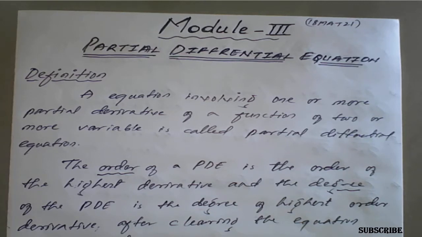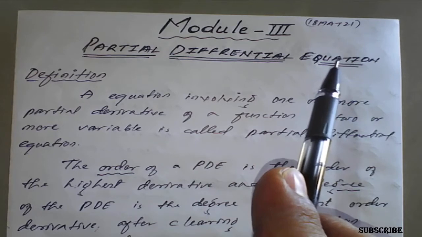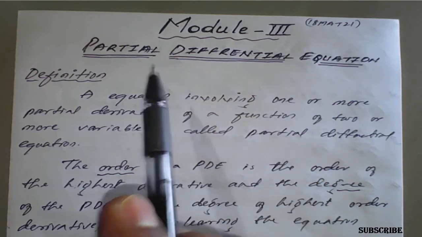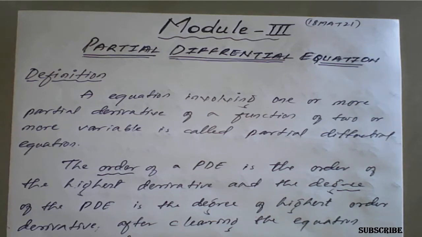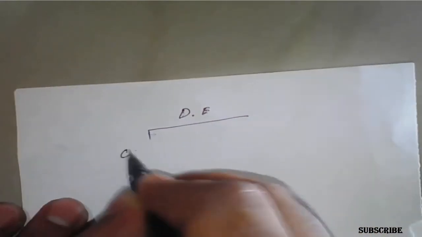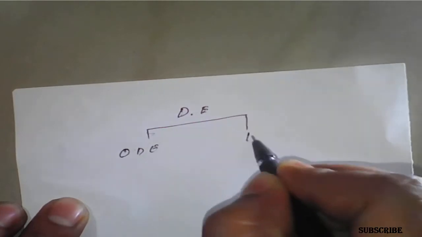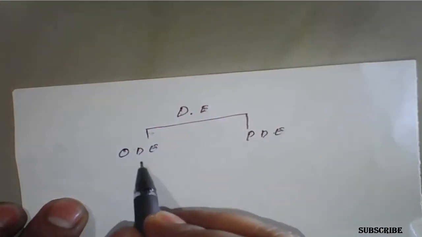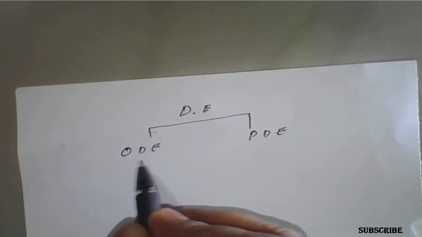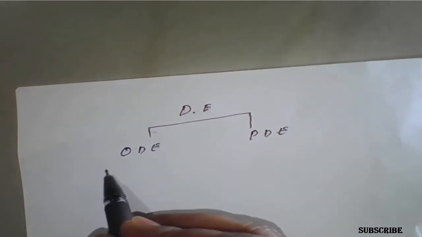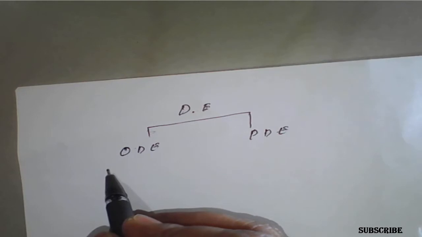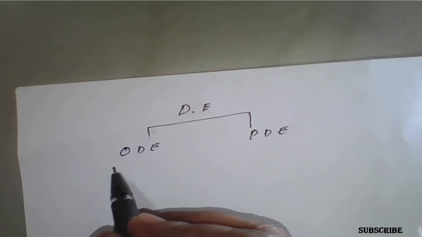Today we'll start the next module, module number 3, partial differential equations. In the previous class, we have seen a differential equation. I just want to tell here in detail. If you go back, a differential equation has two parts. One is the ordinary differential equation and the second one is the partial differential equation. In ordinary differential equations, we saw the solutions in the previous module. For example, we solved homogeneous differential equations by finding the complementary function, particular integral and so on.